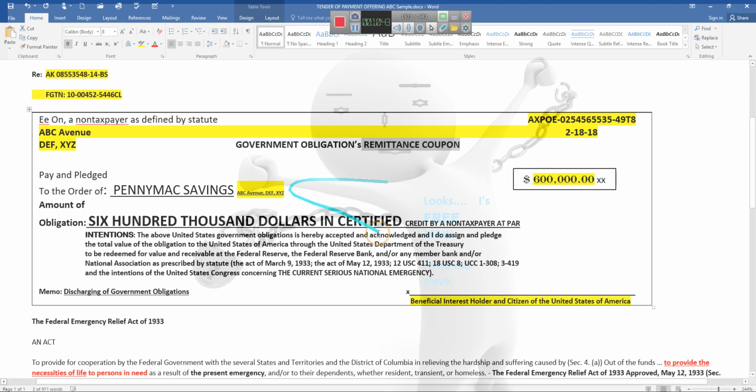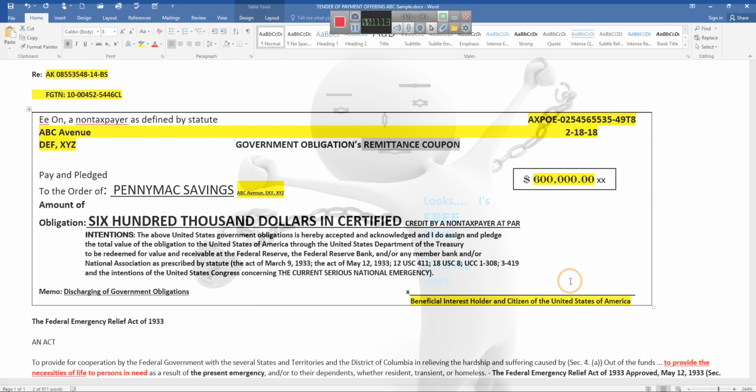Now, labeled as a government coupon, beneficial interest holder and citizen of the United States of America. I come in as a United States of America citizen. Why? Because I have full faith and credit as a United States of America citizen. As a United States citizen, I don't have any credit. United States is a corporation. Okay, I don't have any credit coming in under the United States, but I come in as an American citizen, a non-taxpayer. Sorry, as a non-taxpayer, you cannot be a United States citizen.